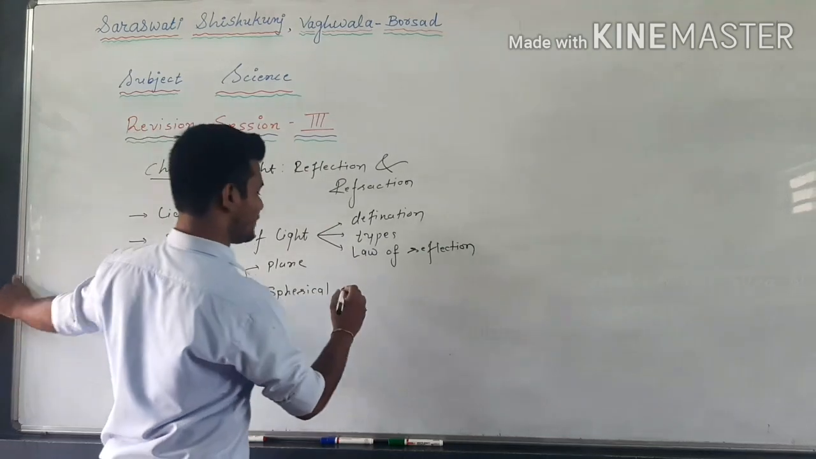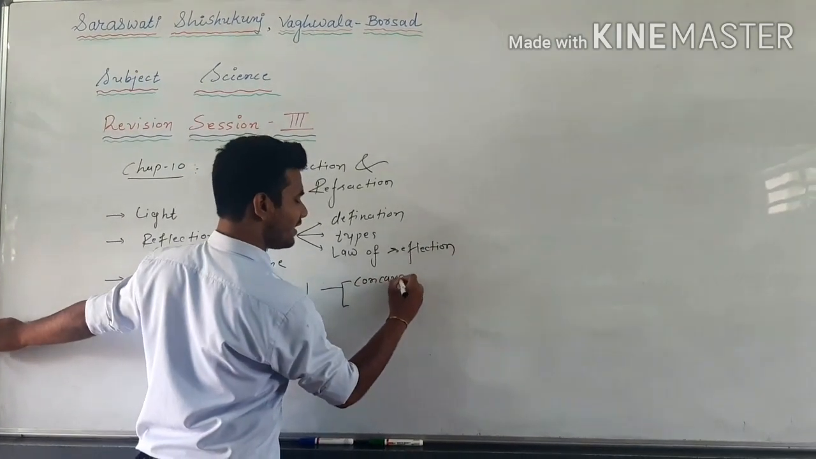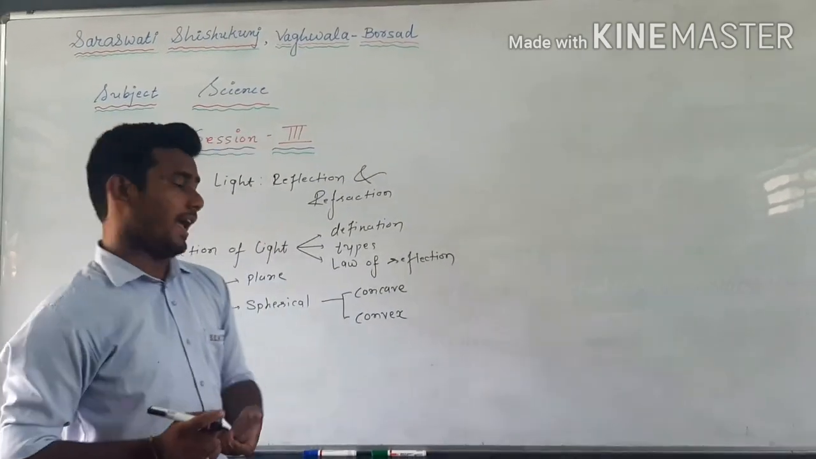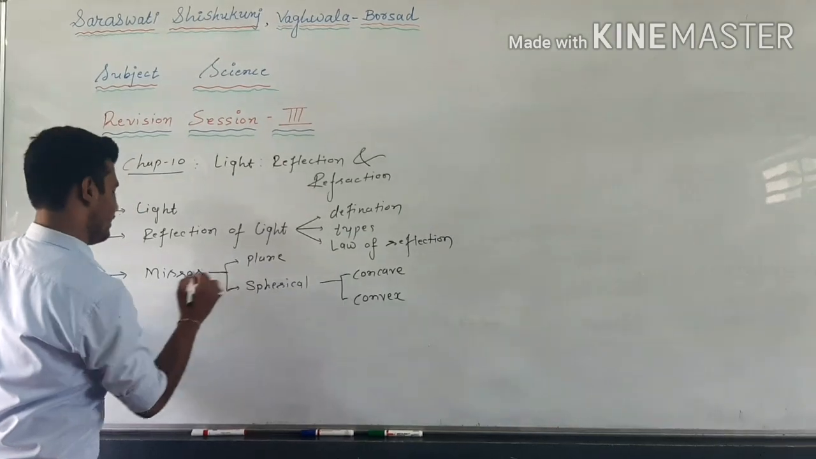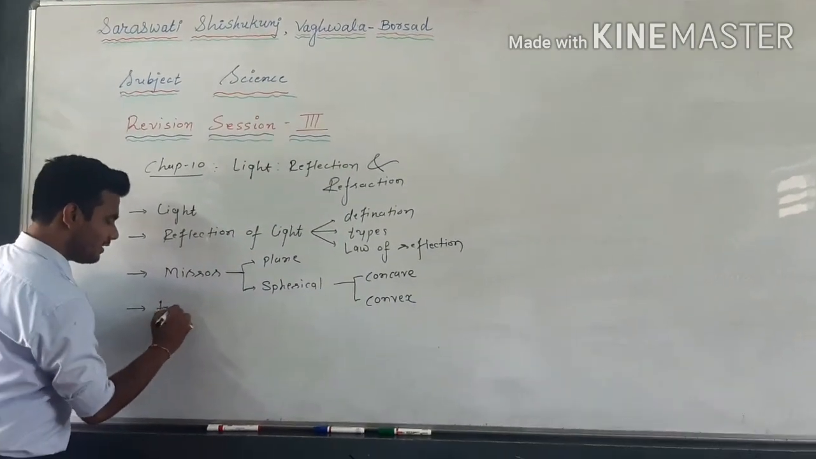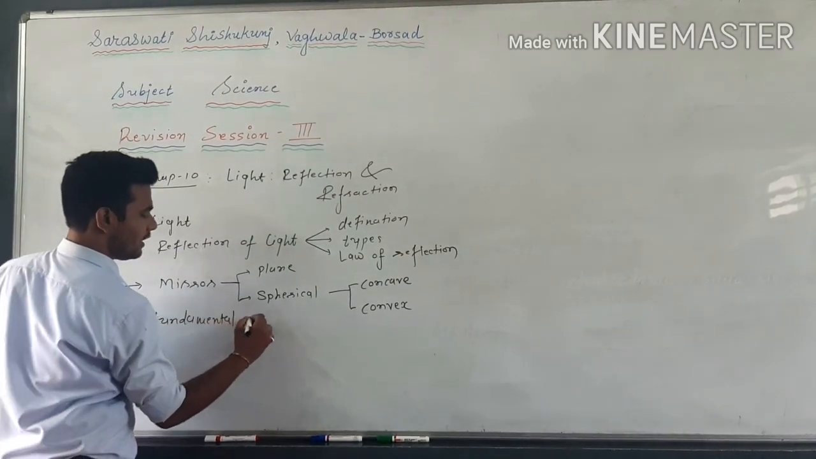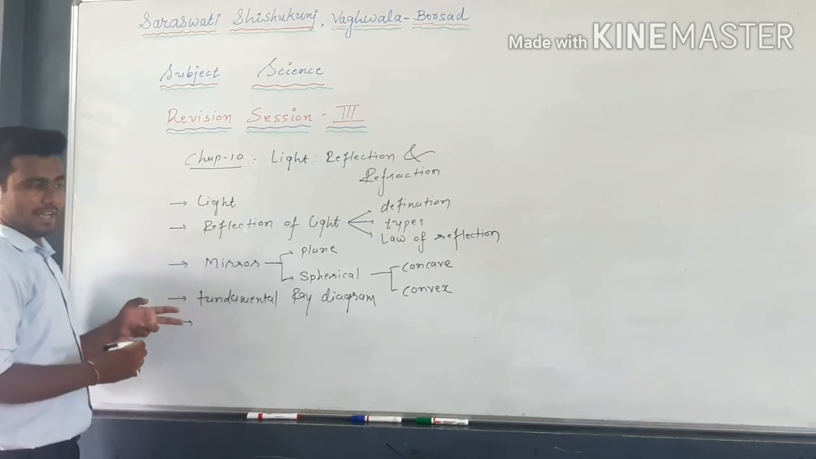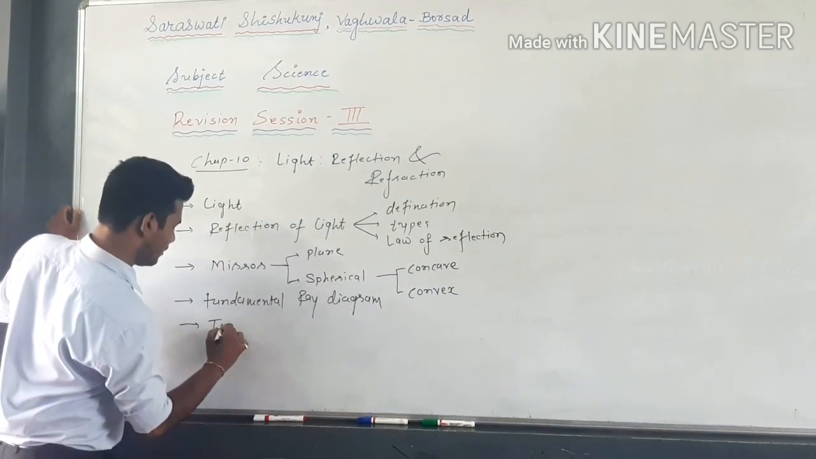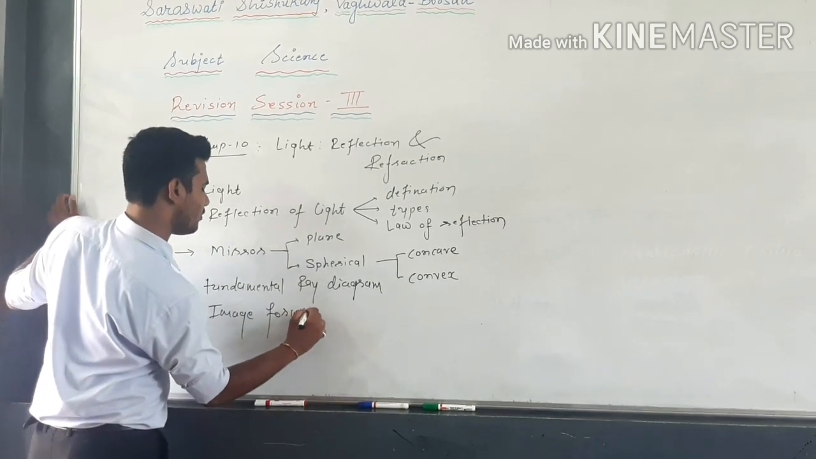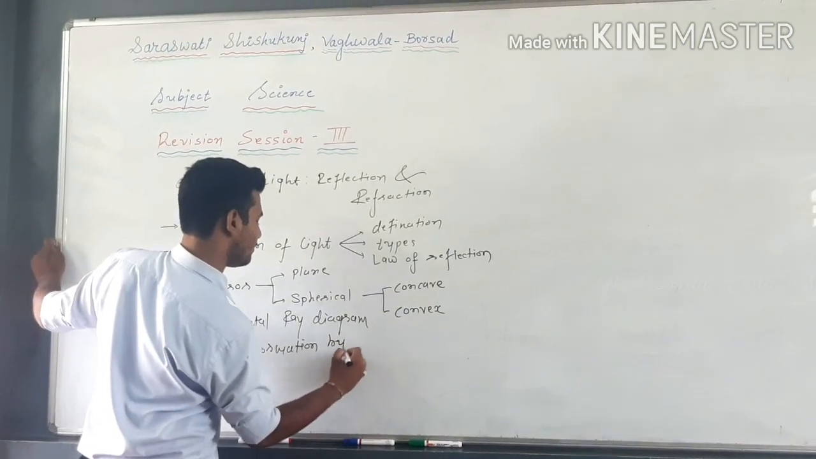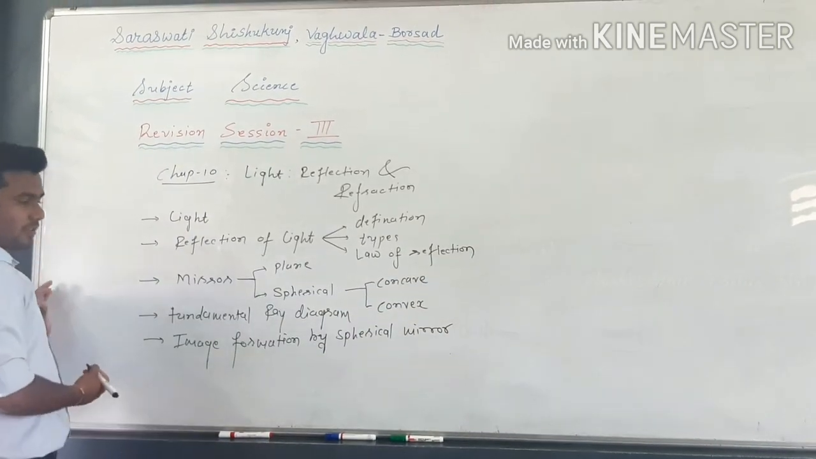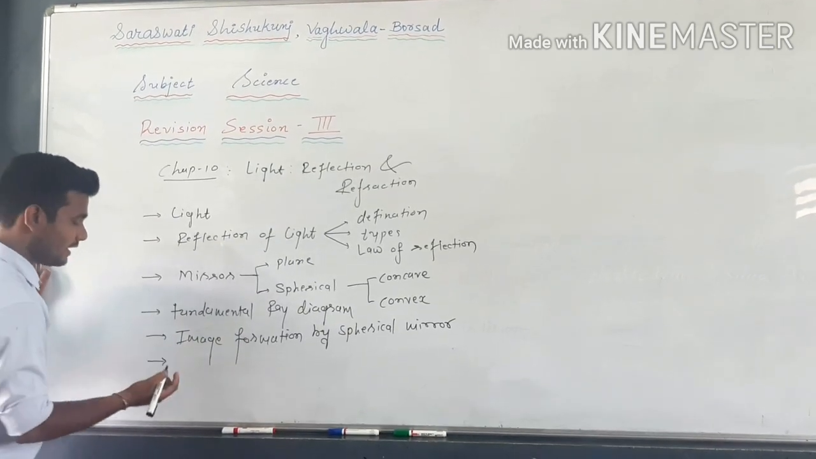In spherical mirror we will have two types of mirror, concave mirror and convex mirror, right? So we will discuss some of the terms related to concave mirror and convex mirror. After discussion of mirror, we will understand the fundamental ray diagram for reflection, and from these fundamental ray diagrams and the properties of mirror we will understand image formation by spherical mirror.